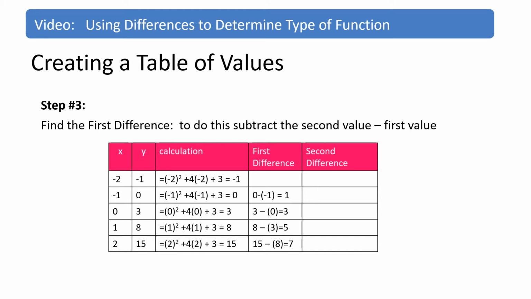Then we will do 3 minus 0, which is 3, 8 minus 3, which is 5, 15 minus 8, which is 7. Since these values are not equal, we know the equation that we're testing is not linear. So we will now move on to second differences.